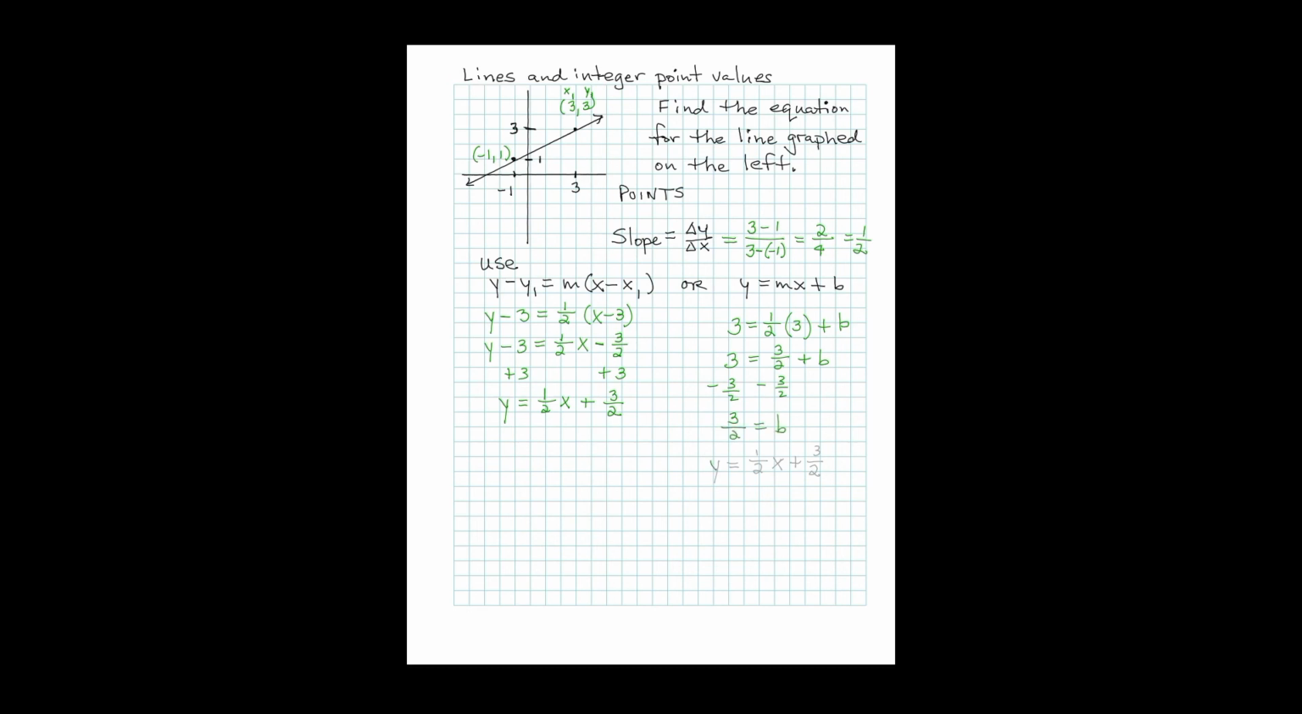And then you need to remember to plug back in, because you're supposed to give the equation of the line. So you have to plug back in and say that y is equal to 1/2 x plus 3/2, now that we know the m and the b values. And we want to leave x and y variable when we give the equation of a line.